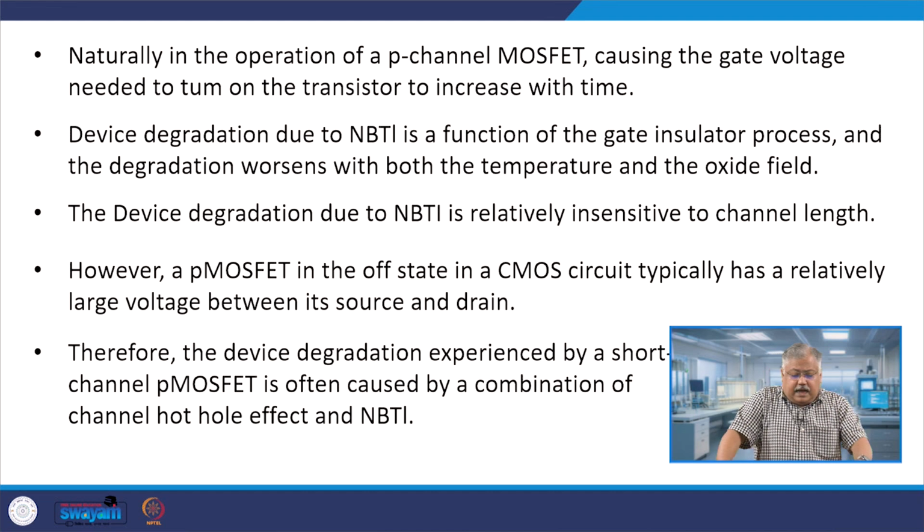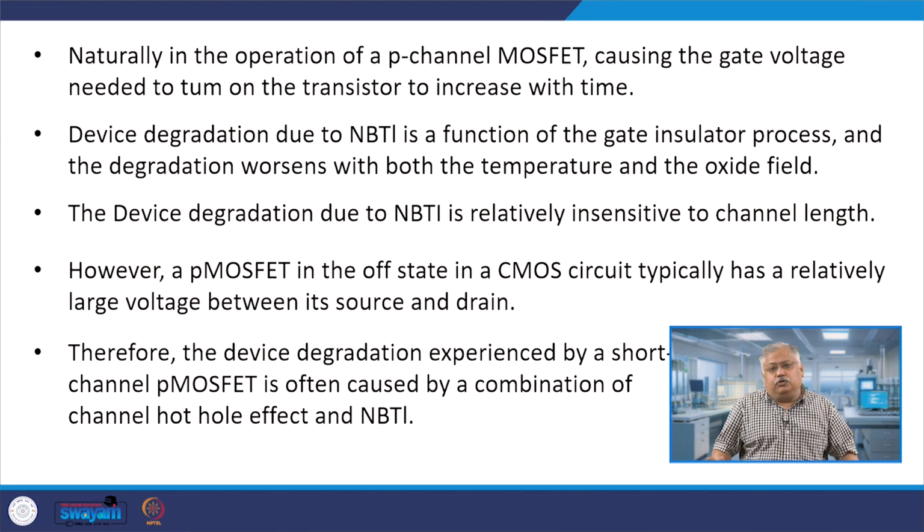Now, as you can see, for a p-channel device, since this is a cumulative effect, as time goes on increasing, the threshold voltage will shift. So NBTI is a cumulative phenomenon. That means you do it now and then you do it again once more, and they go on adding up. This is because the surface states go on adding up, and therefore you require a larger and larger potential in order to switch on the device, and therefore the threshold voltage changes.